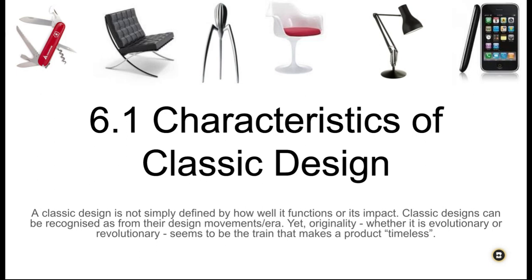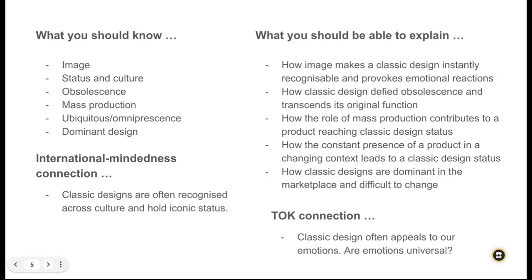Okay, so topic 6.1 is about the features, the things that a classic design should have in order to be considered classic, and the characteristics, the things that make something a classic design. And I put in your notes a few pictures of some classic designs for you to think about as we go through this topic. And then the next part of your notes is a list of the main things you need to make sure you have notes on and be able to apply, and a couple questions to consider.